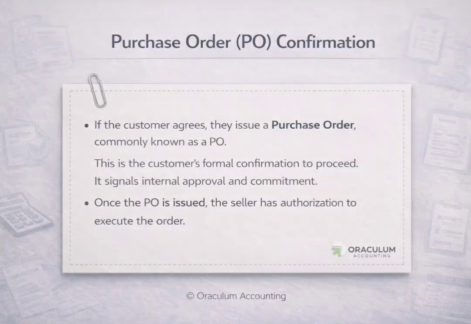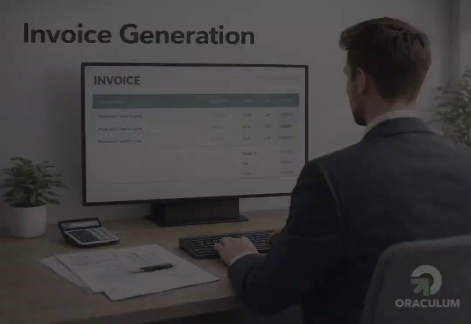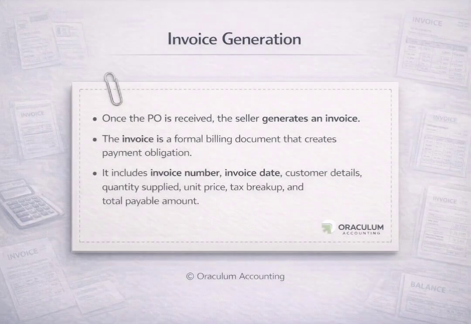Once the PO is received, the seller generates an invoice. The invoice is a formal billing document that creates payment obligation. It includes invoice number, invoice date, customer details, quantity supplied, unit price, tax breakup, and total payable amount. From an accounting perspective, this is the moment revenue is recorded. A receivable is created in the books. Tax liability is also recorded separately. The invoice transforms agreement into financial obligation.